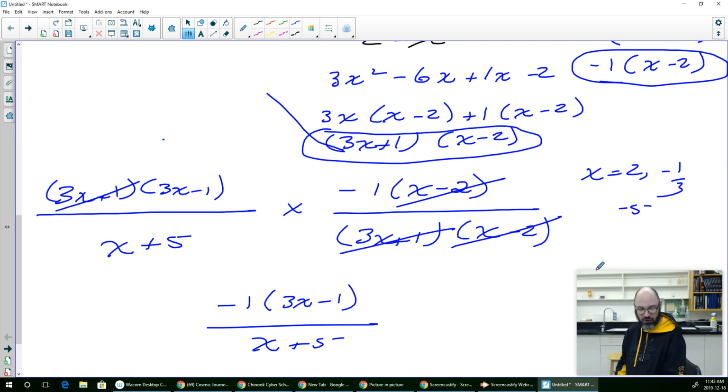Okay, those are the restrictions. Hopefully that helps you out a little bit. I'll send this off to you, and maybe the book writes it in a bit different way. I'm not sure, but that's the general idea.